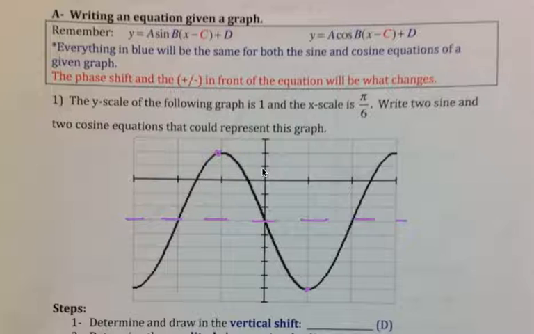And then you may even want to plot some of the critical points that might show up, because those are going to help you with determining a starting and a stopping point for a sine or a cosine graph. The scale for this is going by pi over 6.